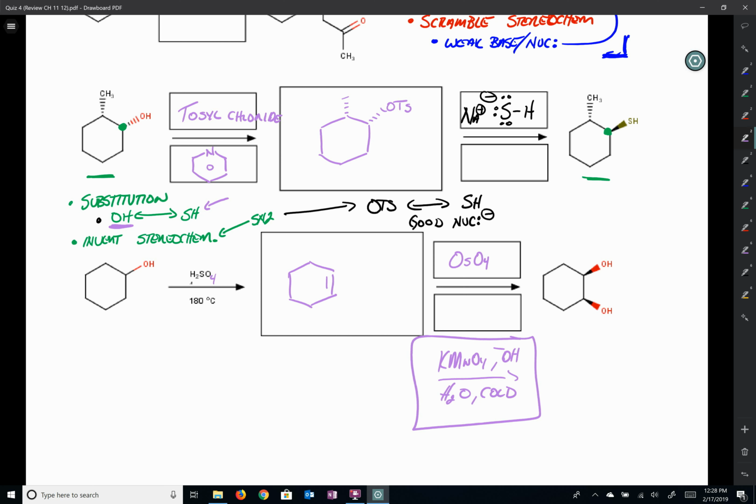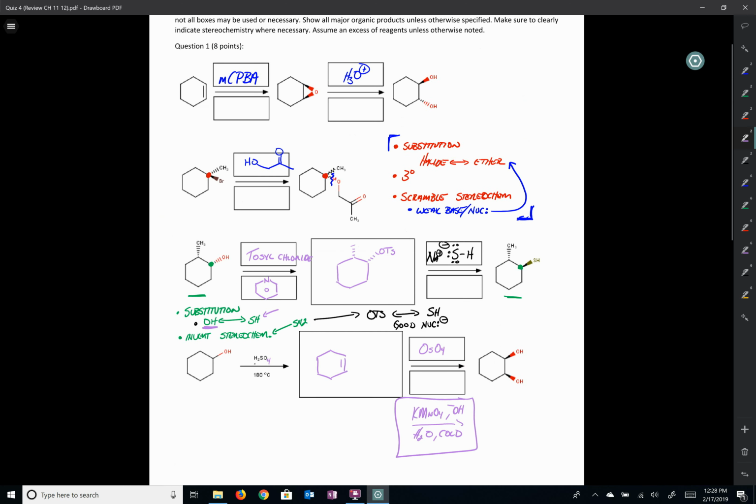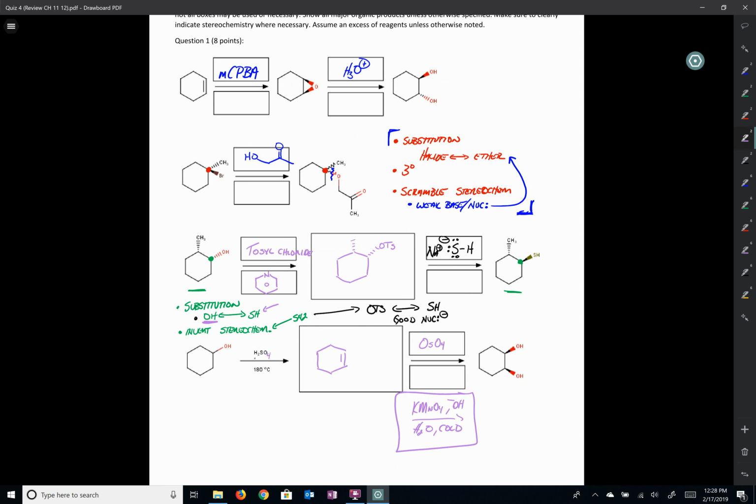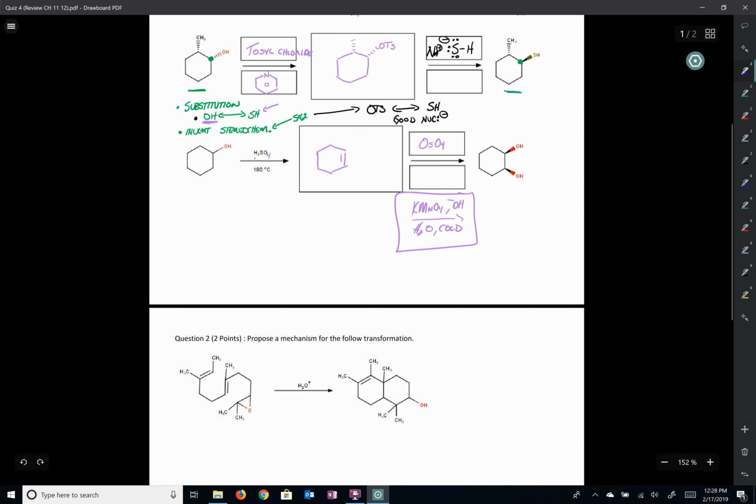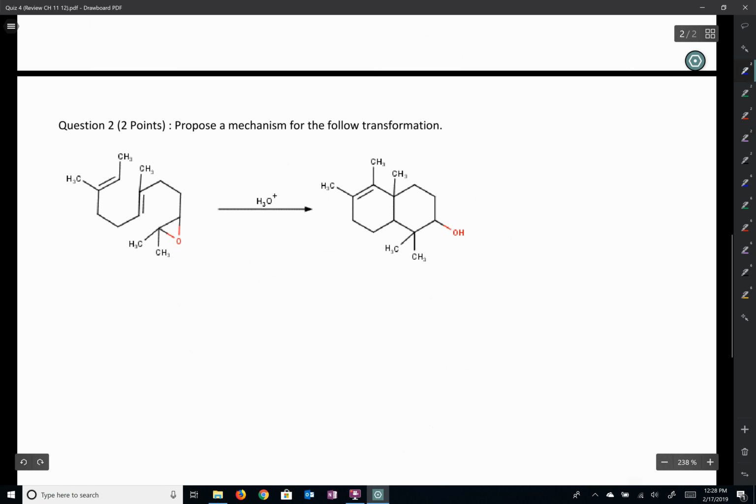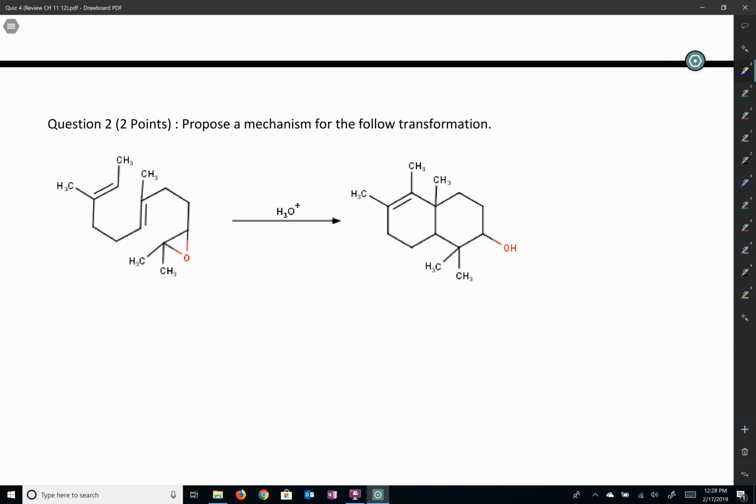There we go. I'm going to zoom out. That way we have everything here. And then we will move on to the last page where we've got a mechanism. All right, and it says propose a mechanism for the following transformation. Okay, so I'm just going to abbreviate this as H plus to keep things a little bit simpler in our mechanism. All right, we've got an epoxide, we've got a generic aqueous acid.